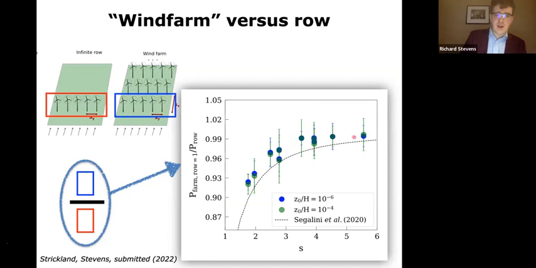And the curve here is a line of measurements in a wind tunnel, for laminar flow conditions, whereas the simulations are done for atmospheric turbulence conditions, showing that the turbulence intensity by itself does not affect this effect too much.